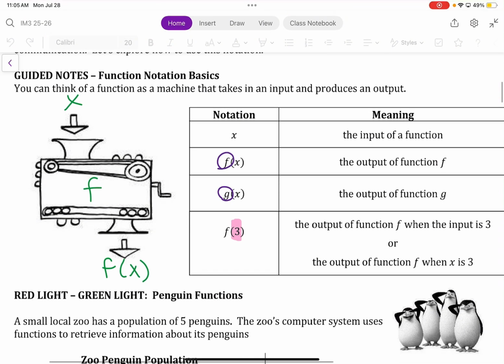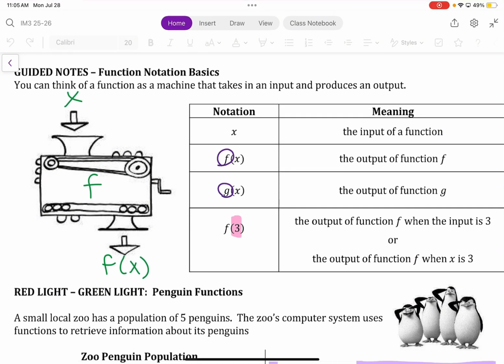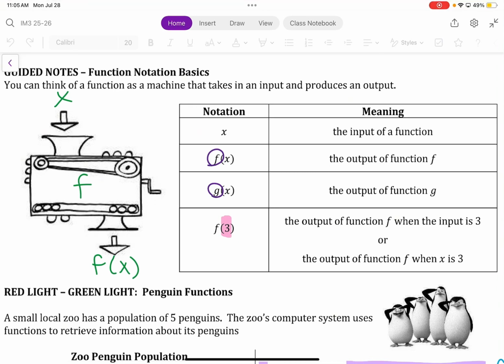So here is your first section of guided notes. You can think of a function as a machine that takes in an input and produces an output. For example, this machine is called f, and x is an input. We're plugging that into f, and we're getting an output, f of x. For the notation, we have the following. X is considered the input of a function. F of x will be considered the output of function f.